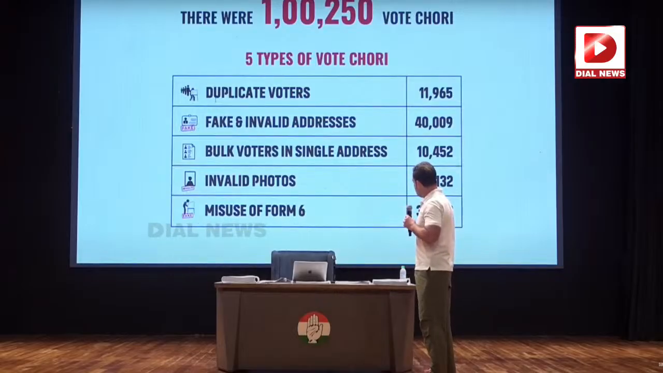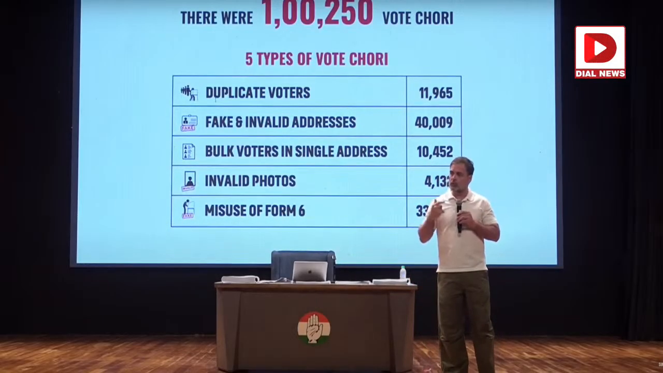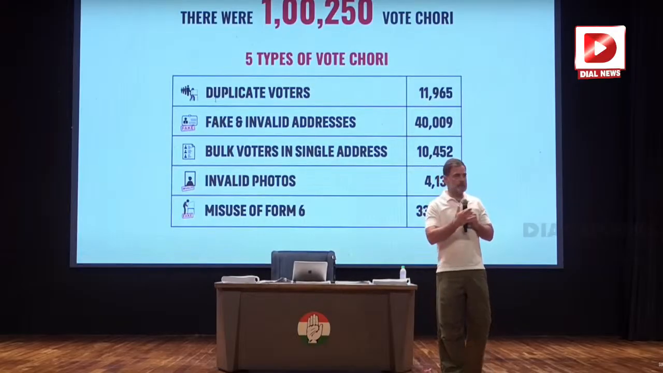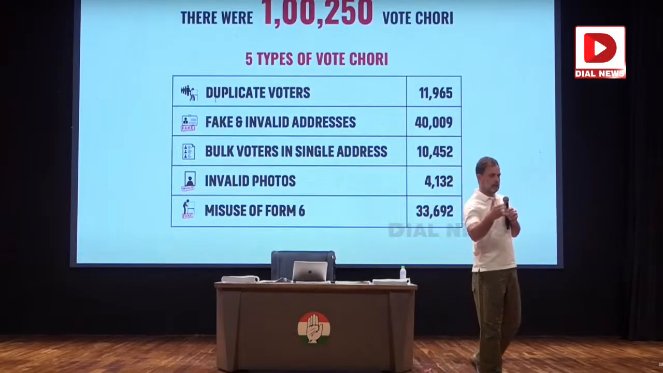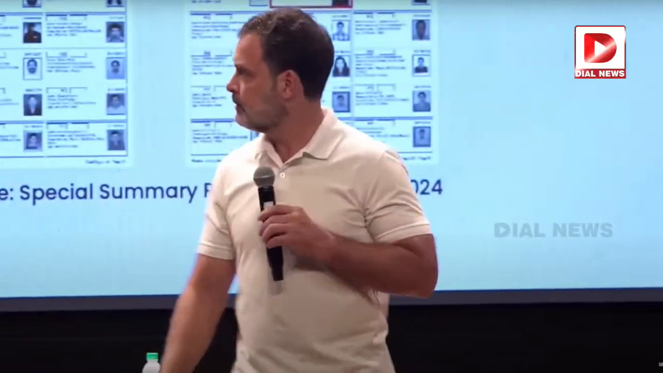And then the most interesting, misuse of Form 6. Form 6 is the form that allows new voters to become voters. So generally Form 6 is for anyone who's 18 and above but hasn't voted in the last election. So they should be between 18 and 22, 23 years old. And so now we're going to go into the details and we're going to show you how this was done.